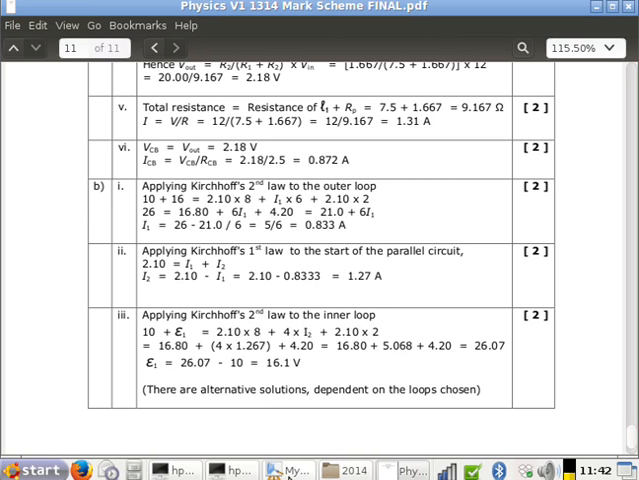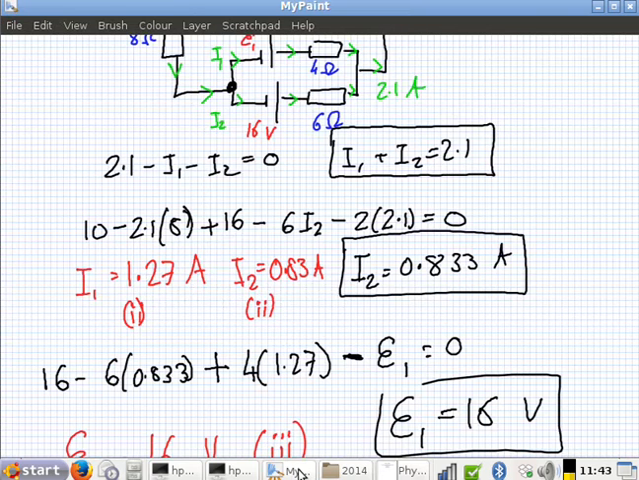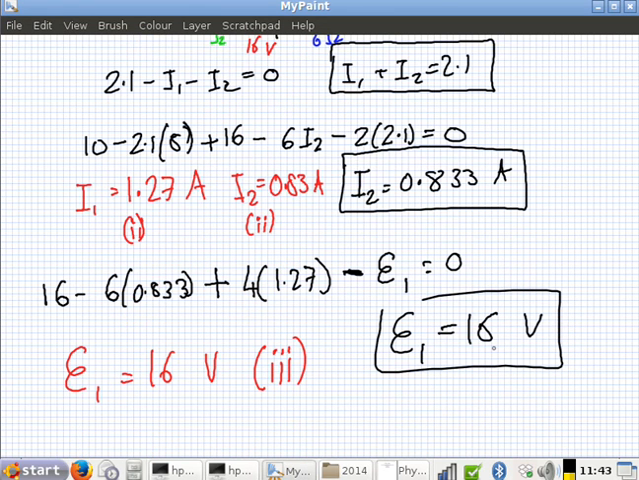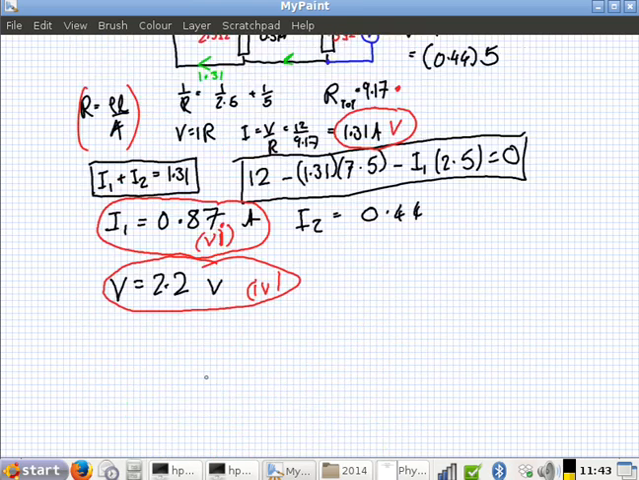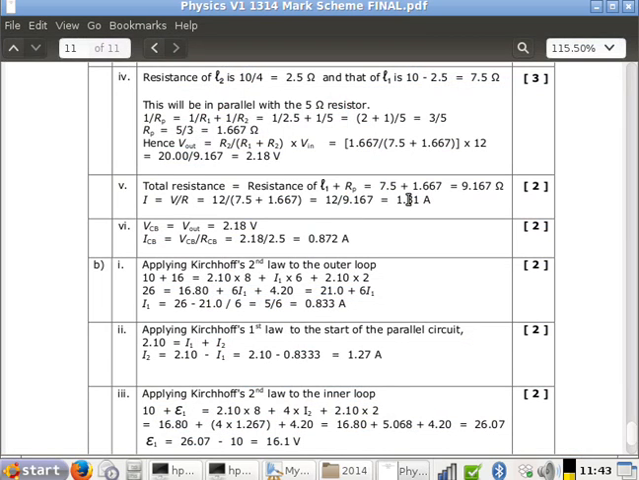Oh yeah, 16.08, so that should be rounded to 16.1. But it's 1.27, 0.83. What are the other answers? 1.31? Okay. 0.87, 2.2 and 1.31. Yeah, okay. Great.